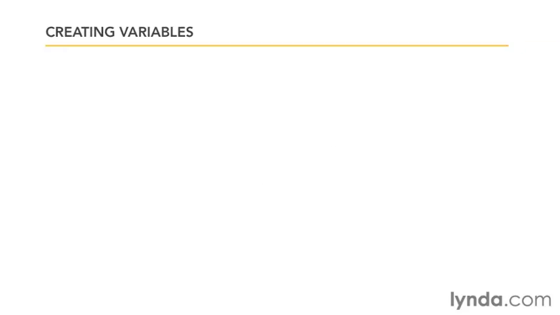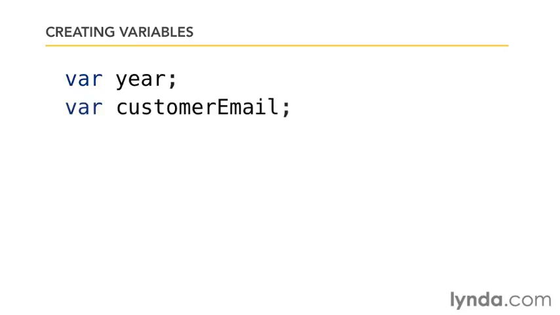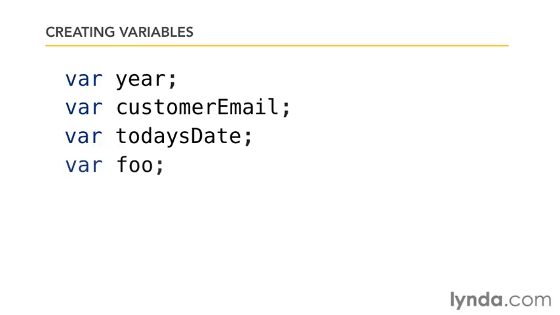In JavaScript, you create a variable like this. You use the word var, all written in lowercase, which is part of the JavaScript language, and then the word you want. The name of the variable itself is up to us, and it should represent the piece of data that we want to hold, in this case, year, but it could be customer email or today's date, or while we're experimenting, just nonsense words like foo or even single letters like X.